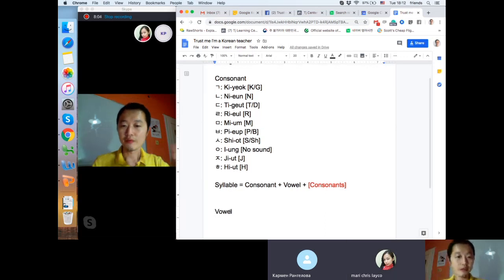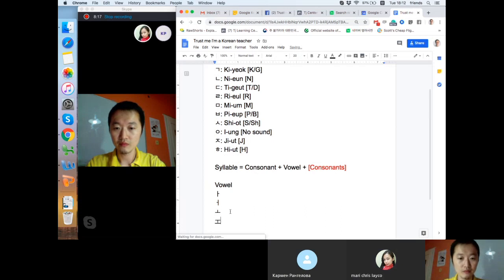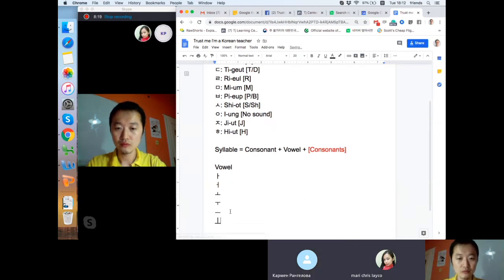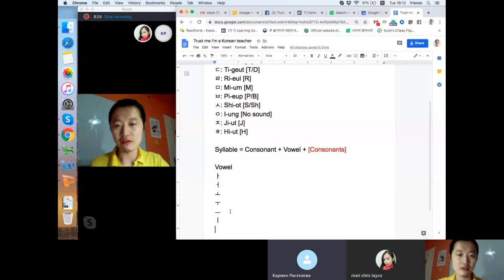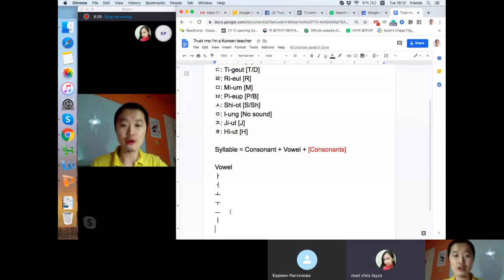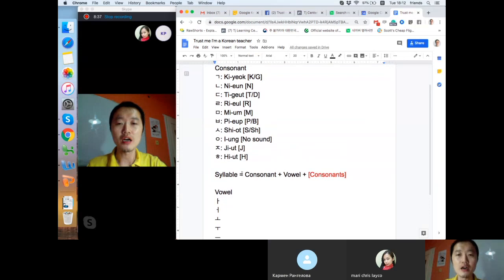Okay, so let's go to vowels. Also, there are 10 basic vowels. Let me write here. I said that there are 10 basic vowels, but why are there only 6? I will give you 4 more, but let me explain these 6 first. Unlike consonants, vowels have only sounds. They don't have names.